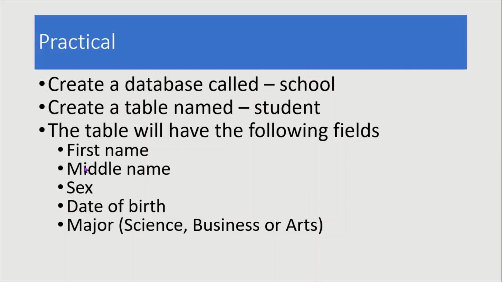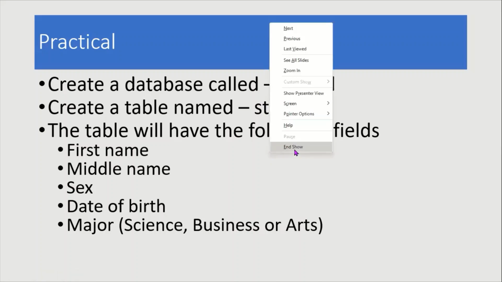Our table will have the first name. Our table will have the middle name. Our table will have the sex. Our table will have the date of birth. Our table will also have the major for the particular student. The major for this school can be science, business, or earth. So let us see how we can do this one step by step.